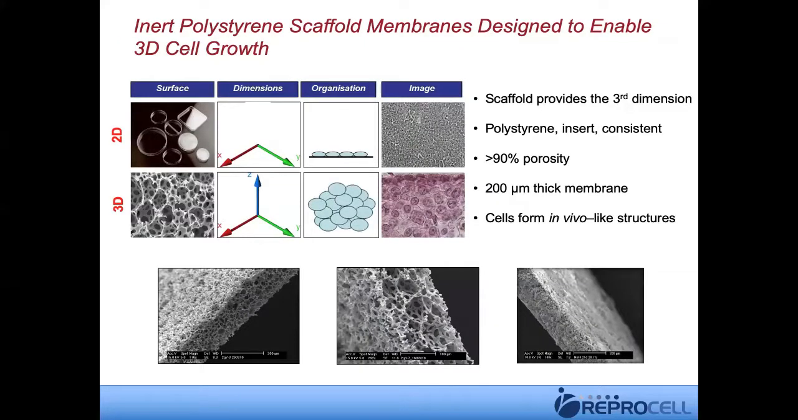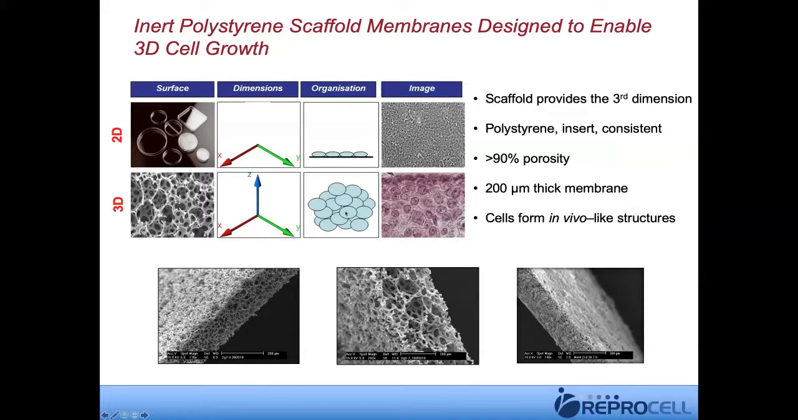So let me now introduce you to the scaffold membrane itself. So across that top line, we see 2D culture. So these are conventional plates, cells growing in 2 dimensions as monolayers. And what we've done is we've changed the geometry of the polystyrene to create this highly porous material. It's actually 90% porous, meaning that 90% of that material is actually space in which the cells then occupy.